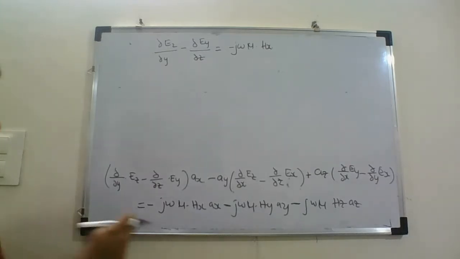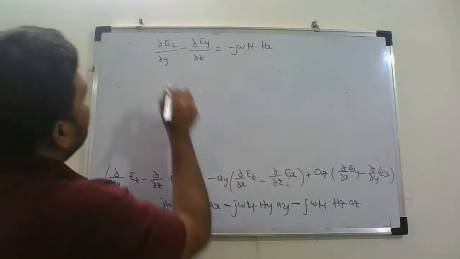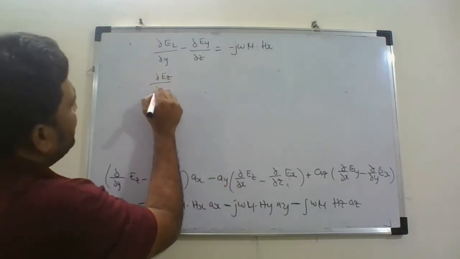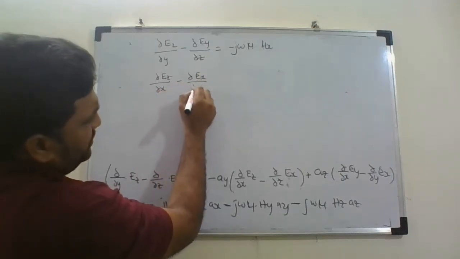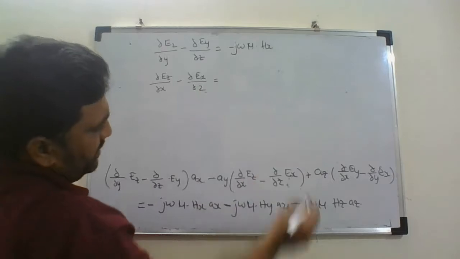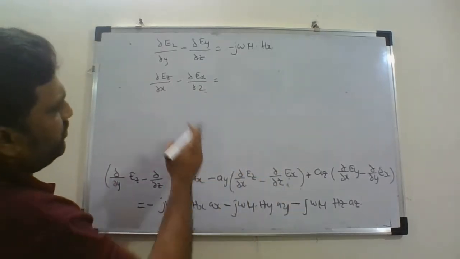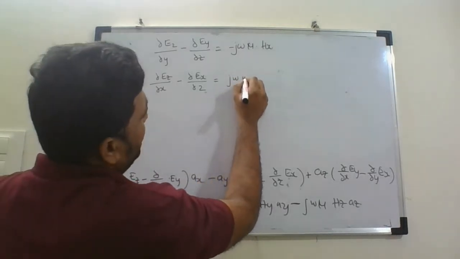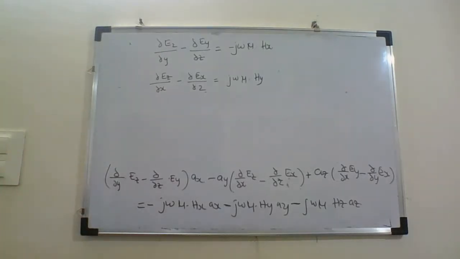Then next, equating the y terms, so the ay terms, ∂Ez/∂x minus ∂Ex/∂z is equal to, because it is a negative and here also negative, we'll cancel that out, so I'll get it as jωμ into Hy. Clear with this?